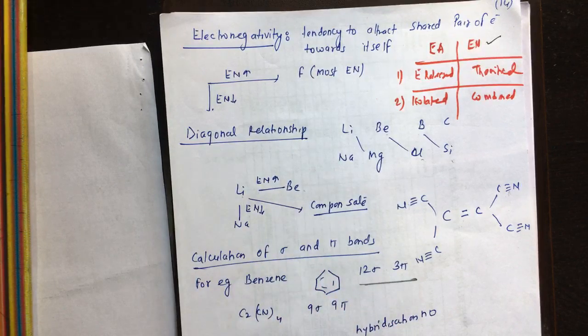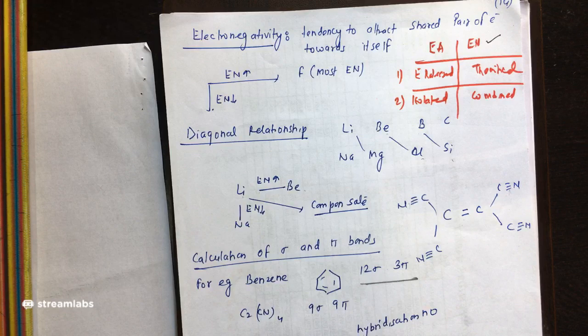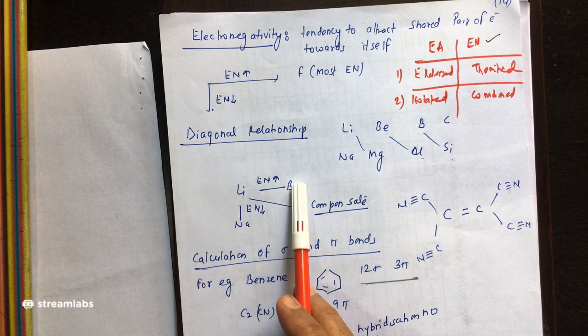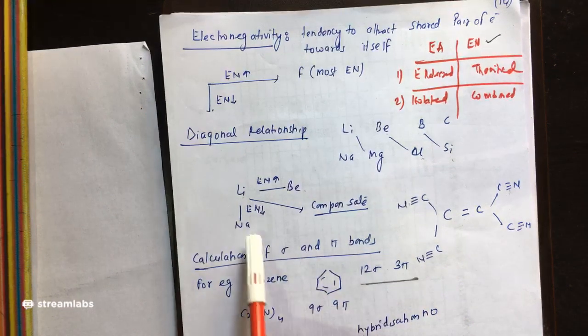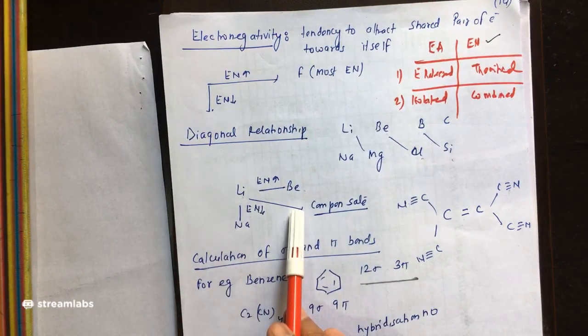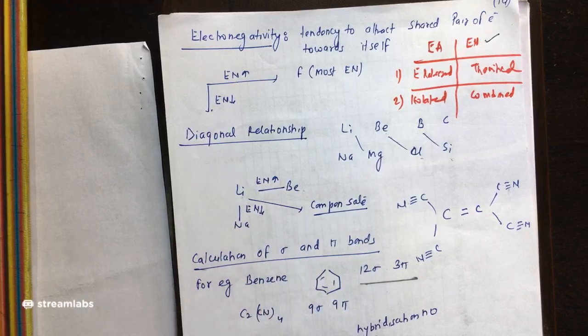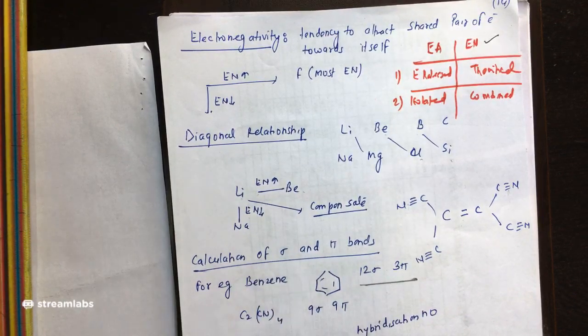While going across a period in the periodic table, electronegativity goes on increasing. While going down the group, electronegativity decreases. So the increase of this and the decrease of this will be compensated when you go from lithium to magnesium, and that is how we have come up with the explanation of the diagonal relationship.